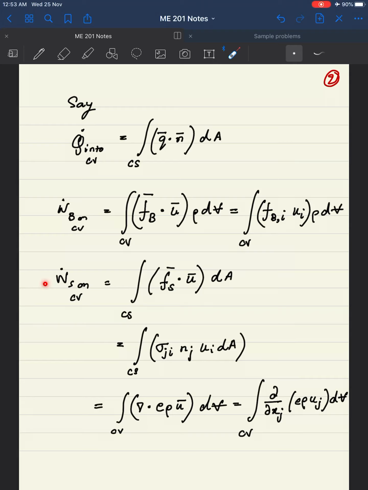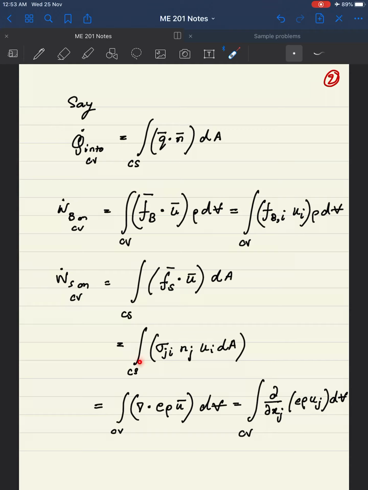This is the work done on this control volume by surface forces, and this is obviously due to the traction vectors that are there. So you have to take into account the stress tensor here, and this is what it will be if you do that.